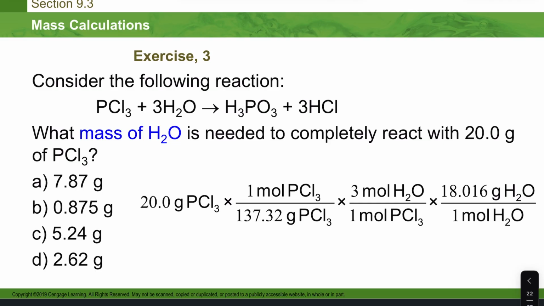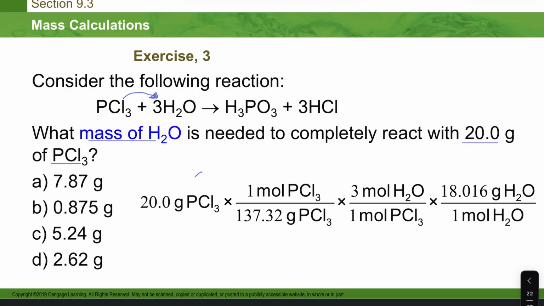Okay, try this one out. Okay, so if we have this reaction here, and we want to know what the mass of H2O is to completely react with 20.0 grams of PCl3, instead of doing our jump from the reactants to either of the products, we're going to do a much shorter jump and just go straight from one reactant to another. This is completely allowed.